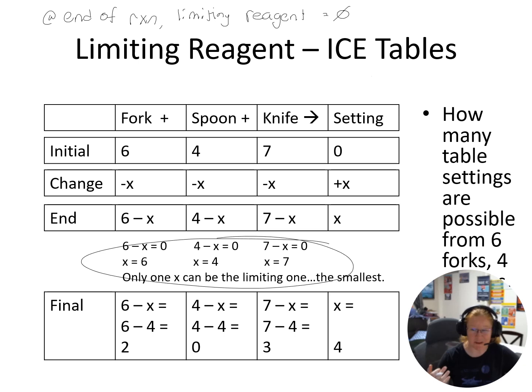And our change we don't know yet. That's x. So we solve for x. And then whichever x is the smallest, that's the one that runs out first. So in this case, it's this one right here. It's our spoon. Our spoon runs out first. So our spoon is our limiting reagent, and our excess reagents are going to be our forks and our knives. And we can make 4 place settings because for our setting, we only gained 1x, so 0 plus 4 gives us 4.